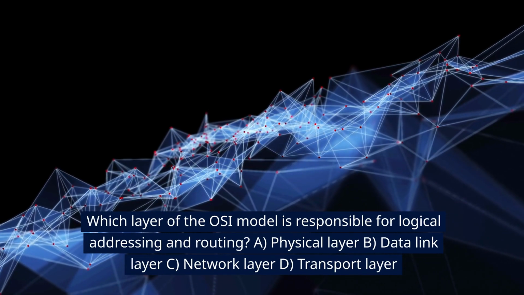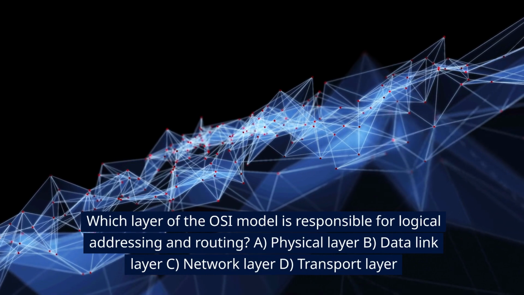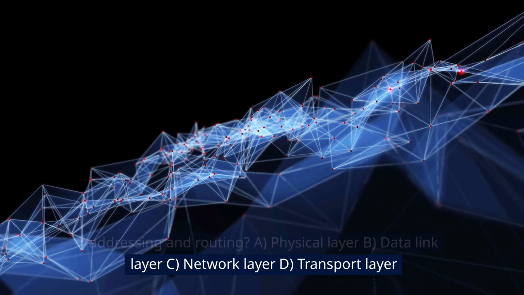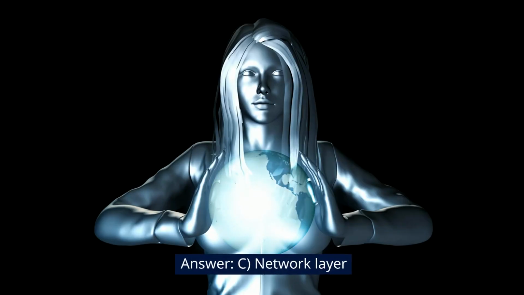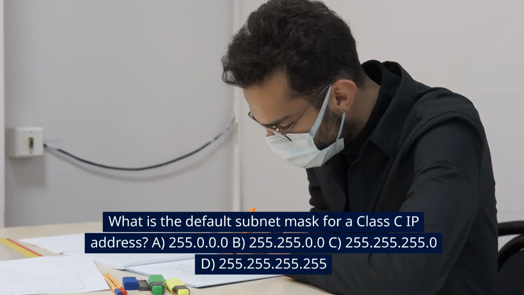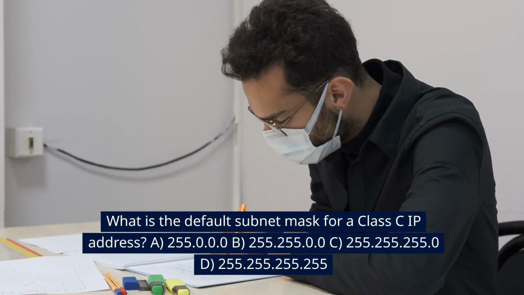Which layer of the OSI model is responsible for logical addressing and routing? A. Physical layer. B. Data link layer. C. Network layer. D. Transport layer. Answer: C. Network layer.